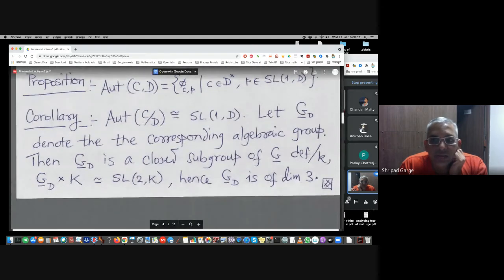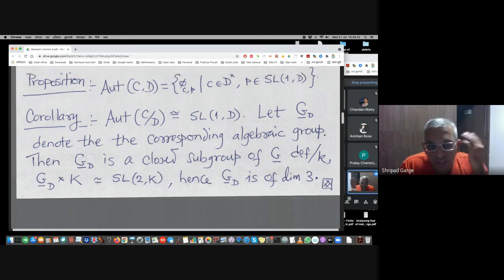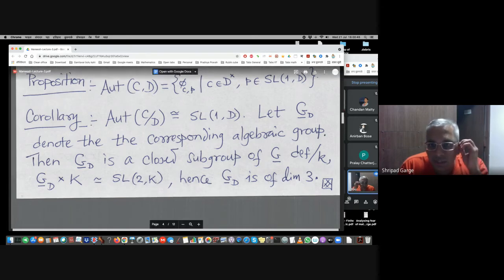So let G bar D denote the corresponding algebraic group. Then this is a closed subgroup of G bar defined over K. And once you go over capital K, this is SL2K because D is a quaternion division algebra. Therefore, this group, the stabilizer of D, which is also G bar D, is a group of dimension 3. So this is how we now start counting the dimension. The group which fixes D pointwise is of dimension 3.